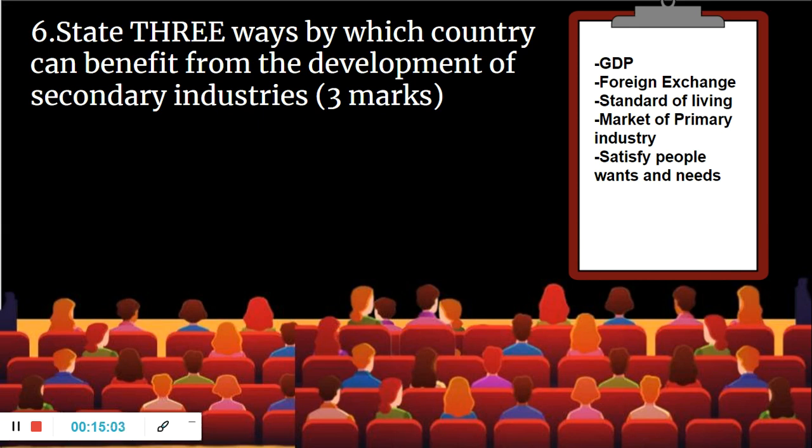Because secondary industry uses raw material that is produced at the primary level. The secondary industry acts as a market for the primary industry. Secondary industries also help to satisfy the needs and wants of people. For example, the food processing industry helps to provide food for persons in the country. All right, so any of those three that you clearly list or clearly state will help you to earn the 3 marks.